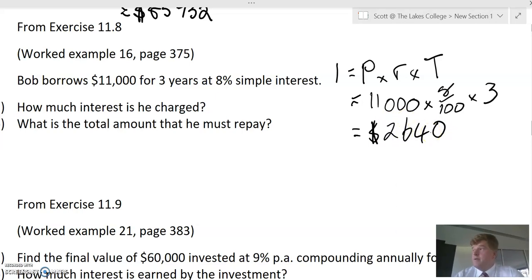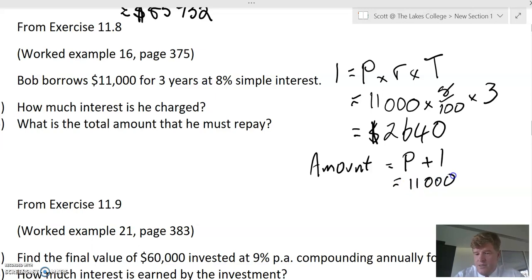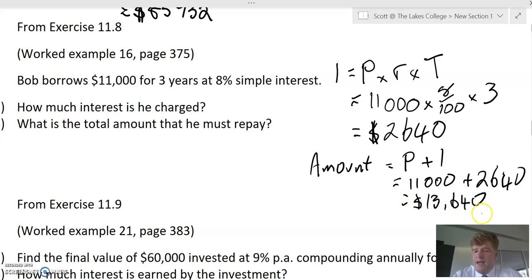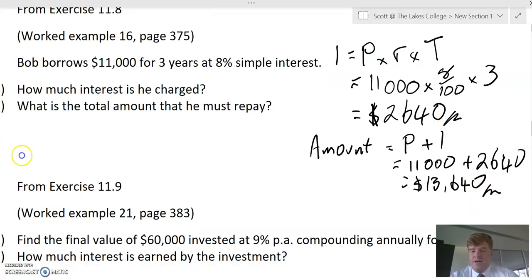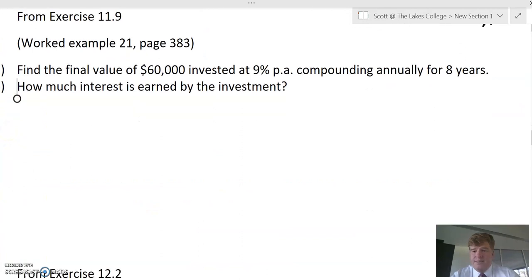The total amount that he has to pay, so the amount, is going to equal the principal plus the interest, which is going to be the $11,000 plus the $2,640. We should be able to do this without a calculator. It should be $13,640. And that's our answer there. That's the interest, and that's the total amount that he repays.